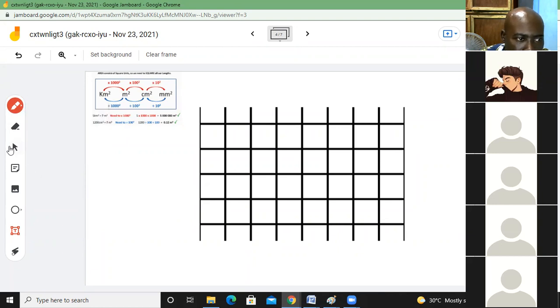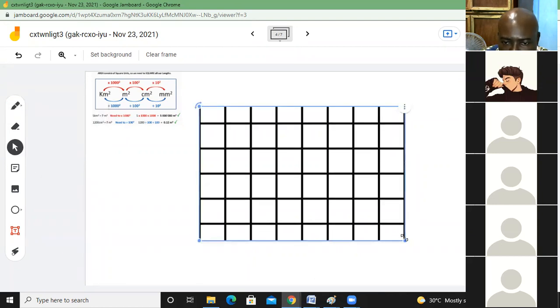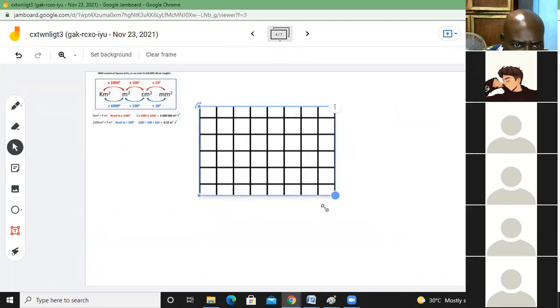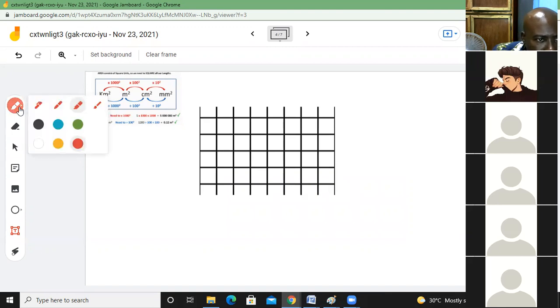I hope it doesn't spoil my truth. Let me see if I can get this square to be a square. Right, I think that looks like a square. All right, watch me now. What is this? Is this the highlighter? All right, let me use this. These are hard to use, guys. All right, let me show you this.